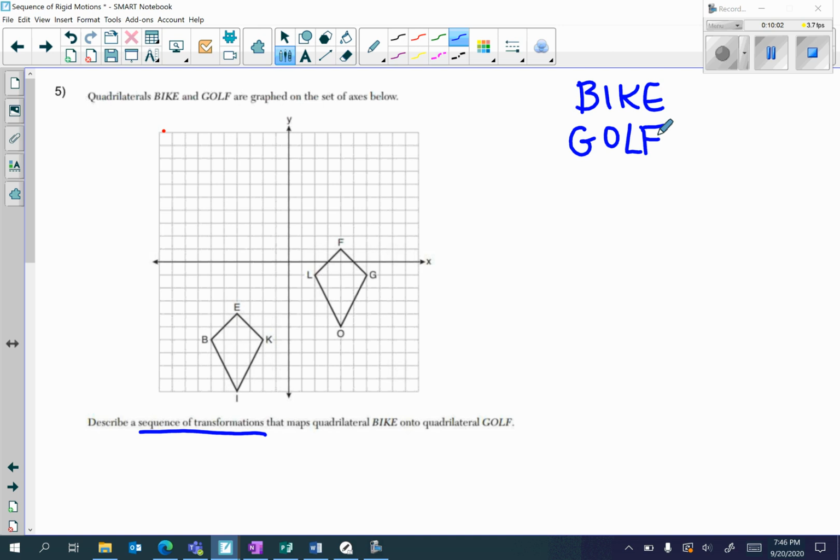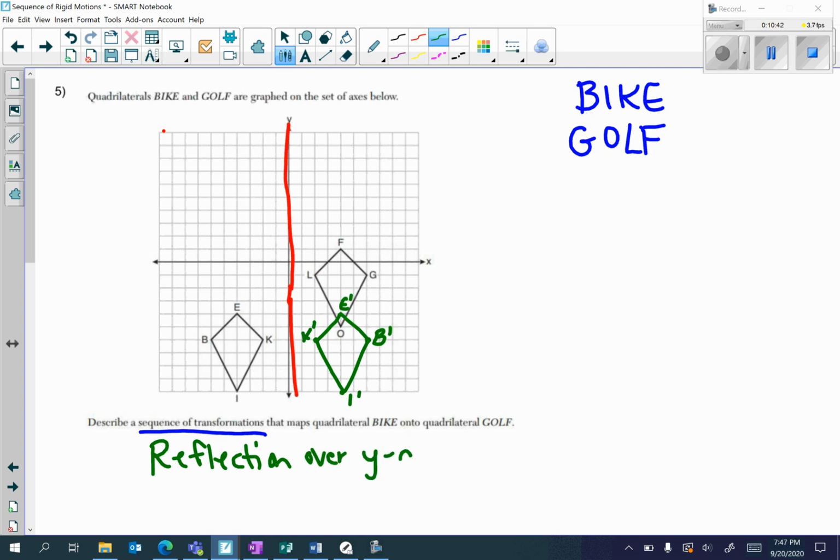So I'm going to look at BIKE to see what direction those letters go in. That's going to be counterclockwise, and GOLF, it's going to be clockwise. So I know right away that it has to be a reflection of some type. So I'm going to reflect it over the y-axis. So I reflected BIKE over the y-axis, and I got B prime, I prime, K prime, E prime. So let's write that down. Reflection over y-axis. And again, make sure you're specific.